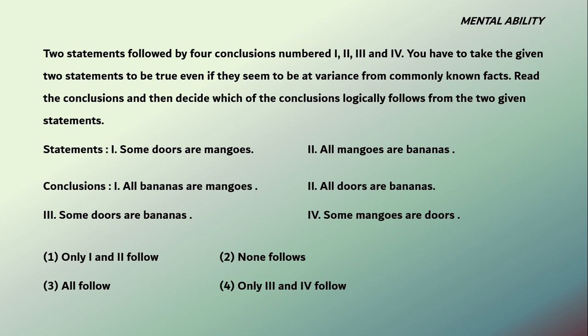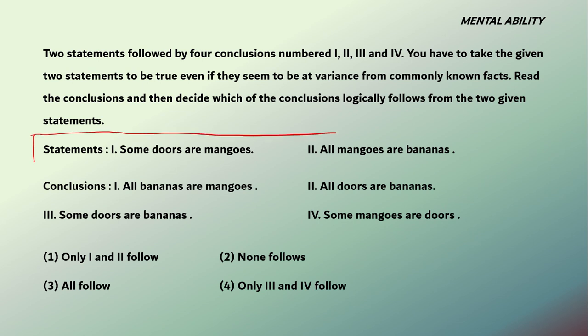These are the statements. 1. Some doors are mangoes, and 2. All mangoes are bananas. The conclusions given are 1. All bananas are mangoes, 2. All doors are bananas, 3. Some doors are bananas, and 4. Some mangoes are doors.